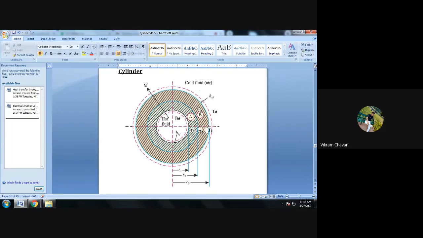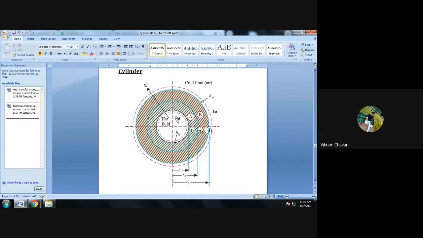So that we are considering it as a concentric cylinder. Cylinder in cylinder, that will be concentric cylinder. And R3 is the external radius of B cylinder. Now, next, hot fluid is flowing inside the A cylinder.